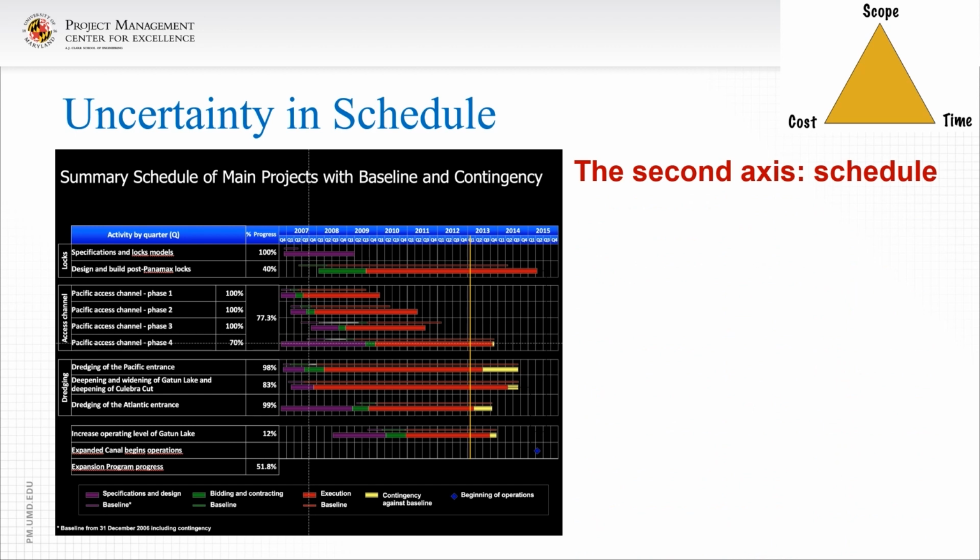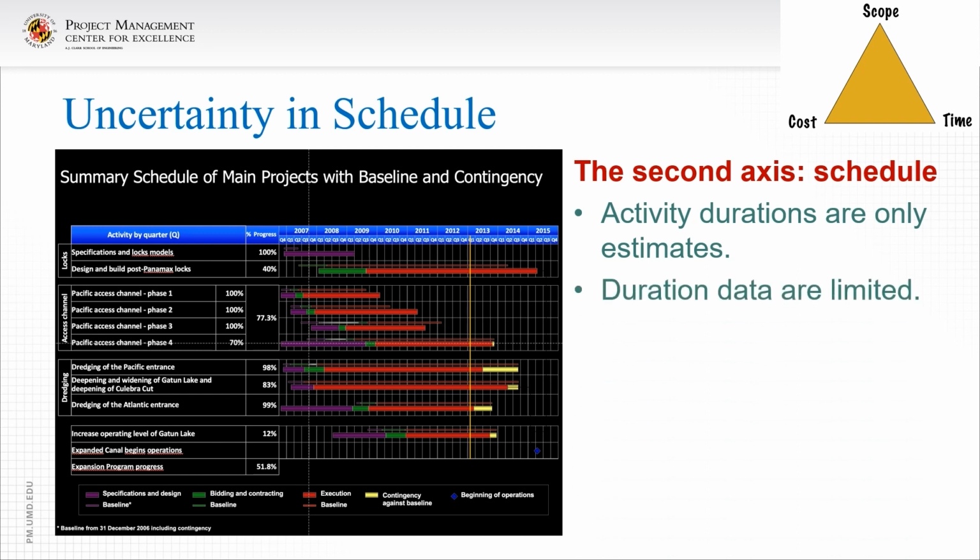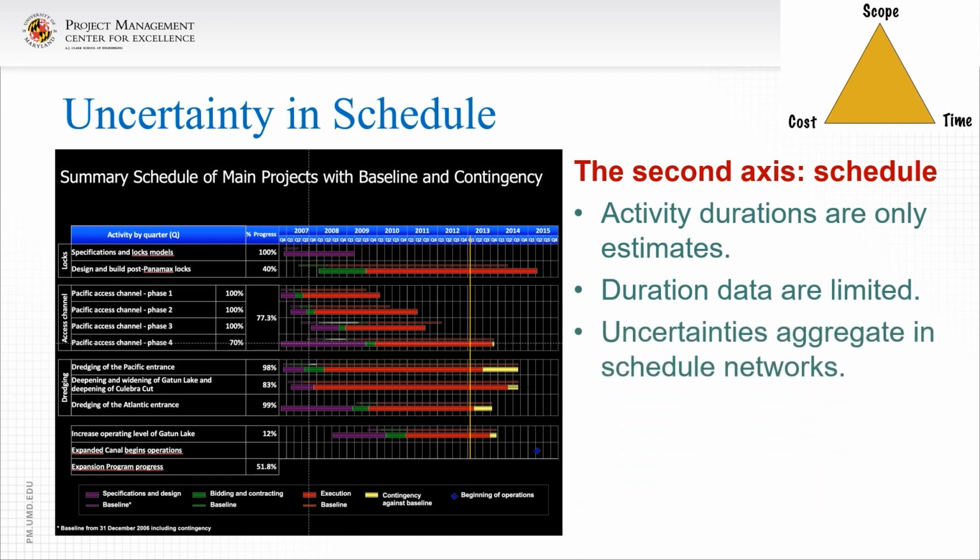The second axis of the iron triangle is schedule. And just like costs, activity durations are only estimates. We don't know them exactly. And unlike costs, our historical data on durations tend to be more limited. We have some information, but not as much as we have about cost. Furthermore, this is a bigger problem.